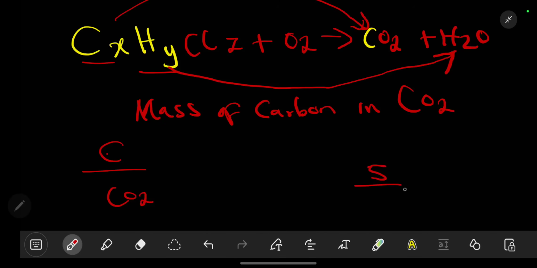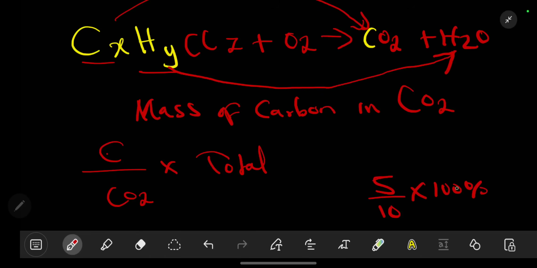If someone has gotten 5 out of 20, we say 5 out of 20. So same here, carbon over the amount of carbon dioxide, then you multiply by the total. So if we have 5 over 10 times 100%, 100% is the total. If you want the percentage to be out of 50, we'll multiply by 50%, and this person will get 25%.